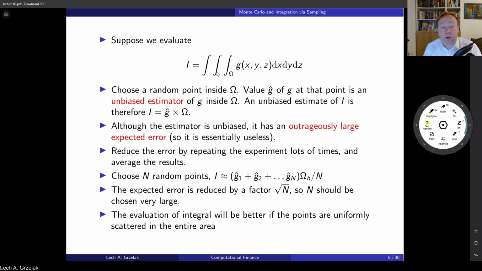Of course, this type of integration is more appropriate once we talk about high dimensions. So one possible idea would be that we choose a random point in the whole domain, just one sample for one point xi, yi, and zi. And then we multiply this point by the whole area of this domain, so we multiply by the whole omega. That would be a very rough estimate of this integral.